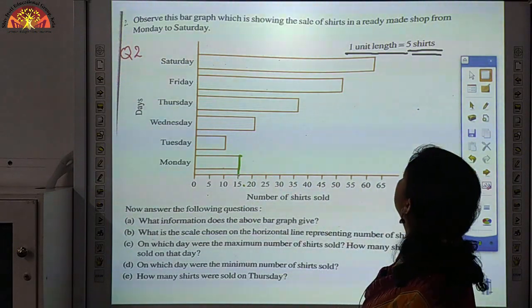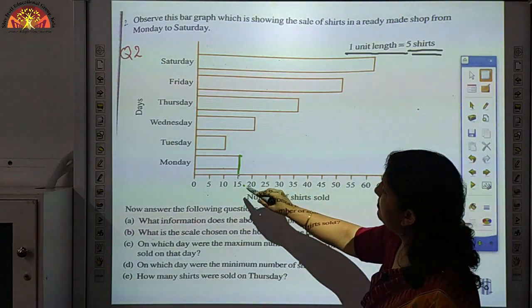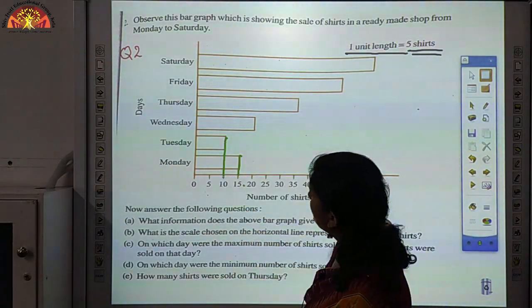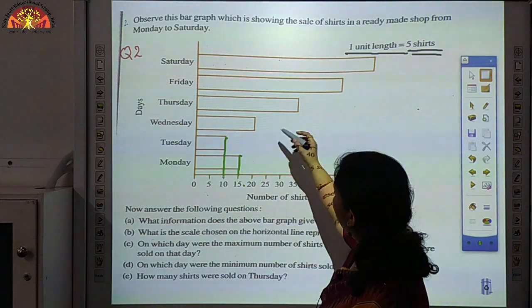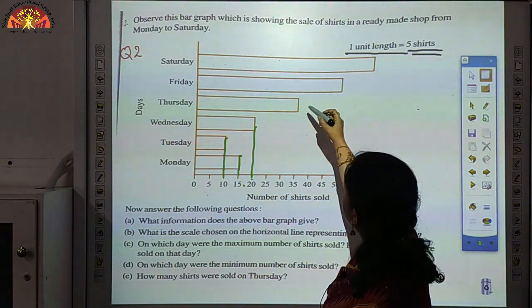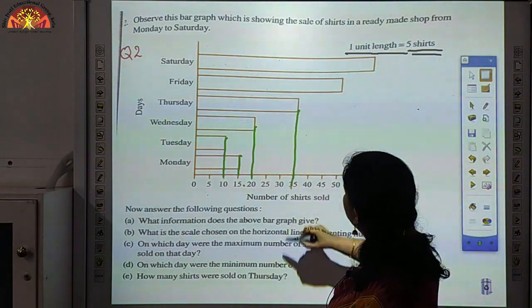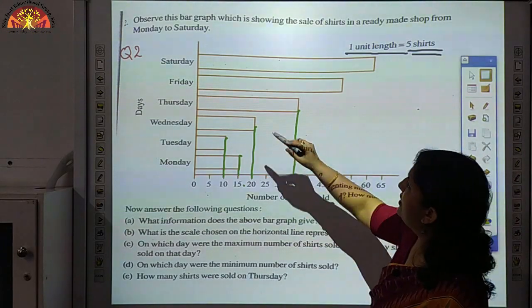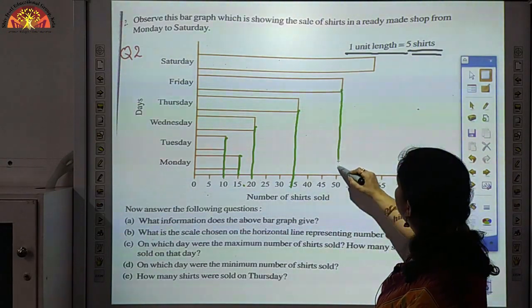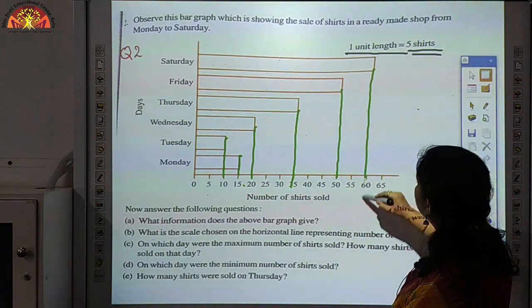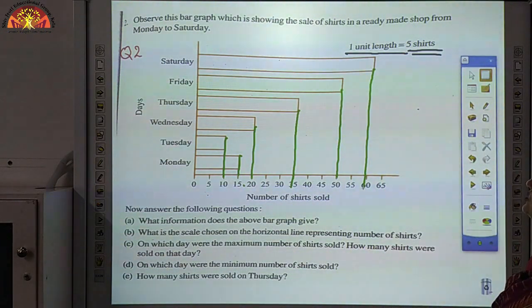Now on Monday how many shirts are there? 15 shirts sold by the shopkeeper on Monday. On Tuesday 10 shirts sold by the shopkeeper. On Wednesday 20 shirts sold by the shopkeeper. On Thursday 35 shirts are sold by the shopkeeper and on Friday 50 shirts are sold by the shopkeeper and on Saturday 60 shirts are sold by the shopkeeper.